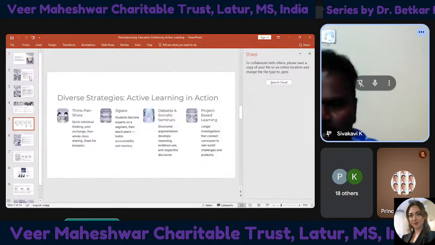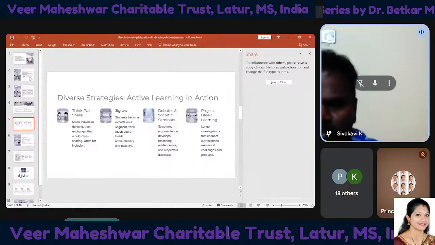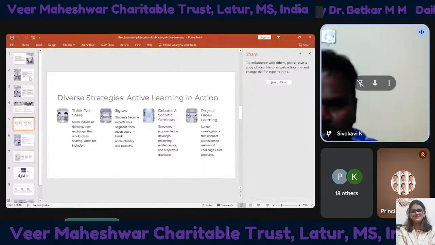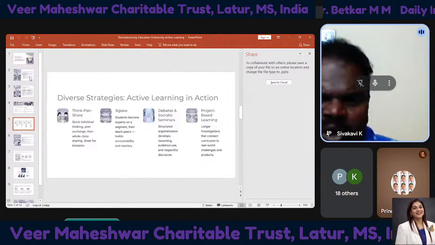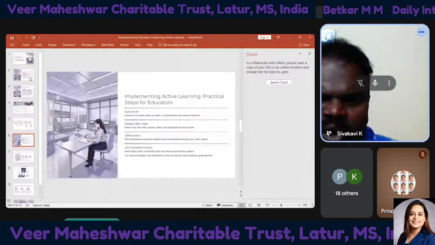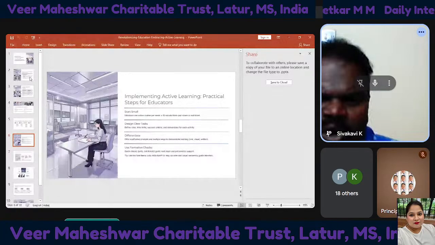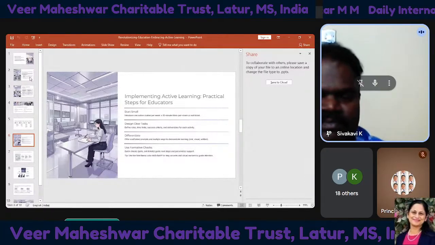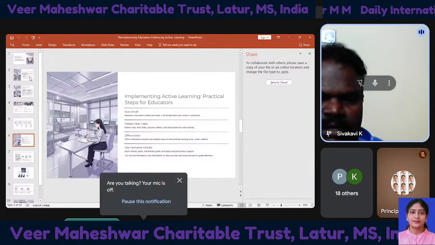Okay. Then implementing active learning, steps for it. Beginning maybe a small one. One activity a week, 10 minutes. Think, pair, share or exit ticket. It may be a small beginning. Each and every educator should think about this.